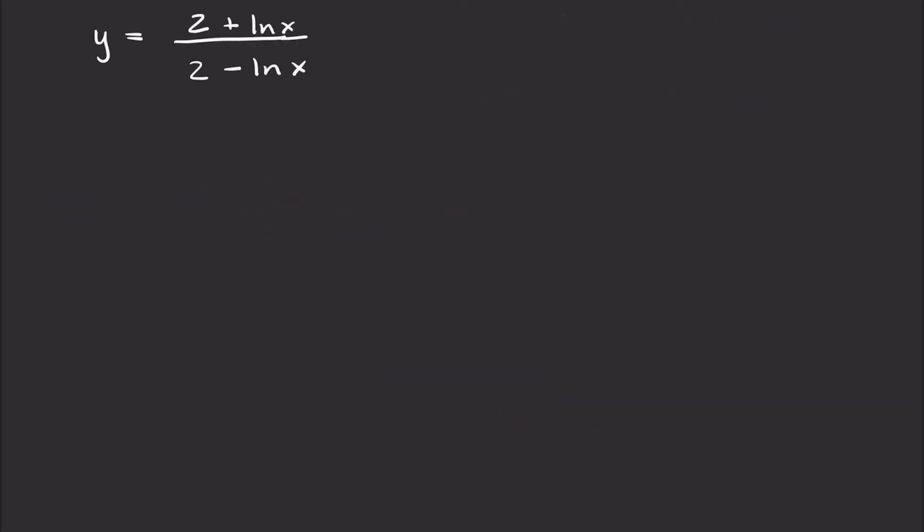In this next function, we have y equals 2 plus ln of x all over 2 minus ln of x. So this is going to be a quotient rule. So we need our top function to be 2 plus ln of x, and our bottom function to be 2 minus ln of x. So our u prime is going to be 1 over x, and our v prime is going to be minus 1 over x, just by taking the derivatives of natural log.